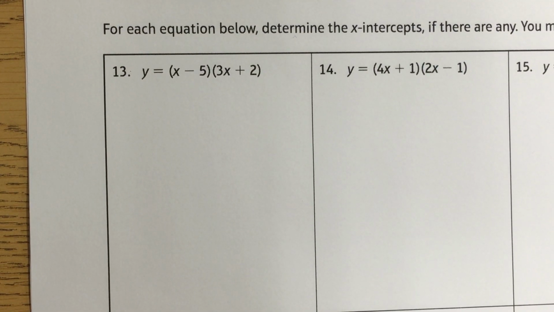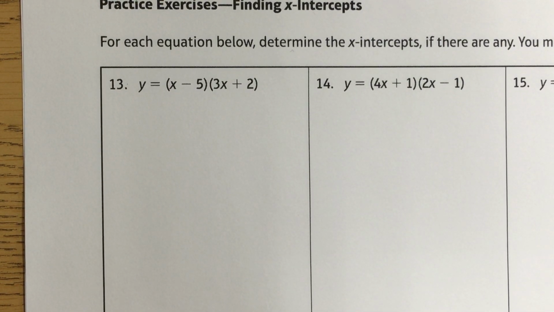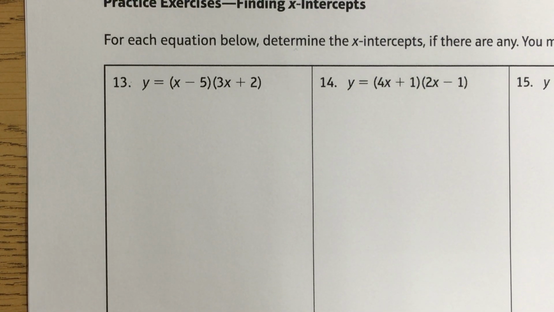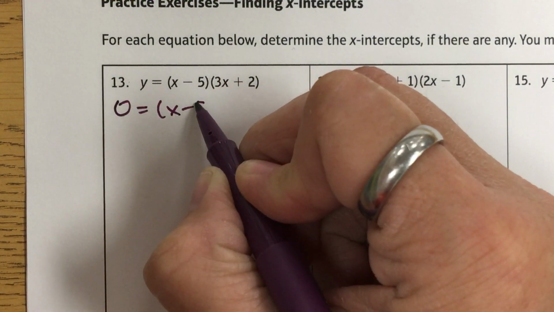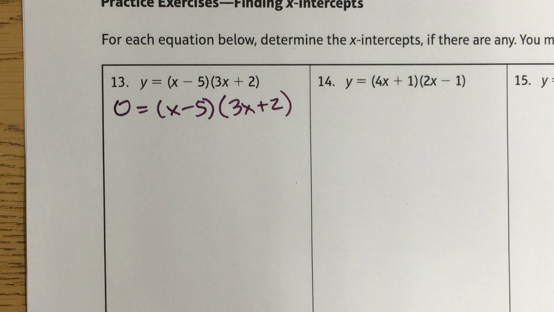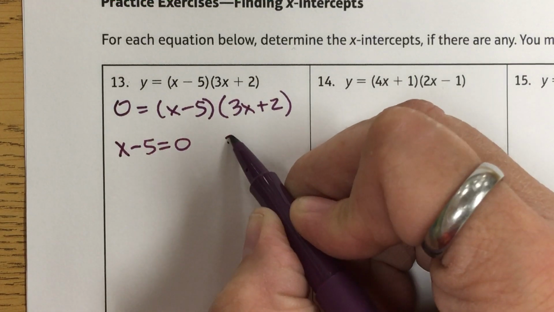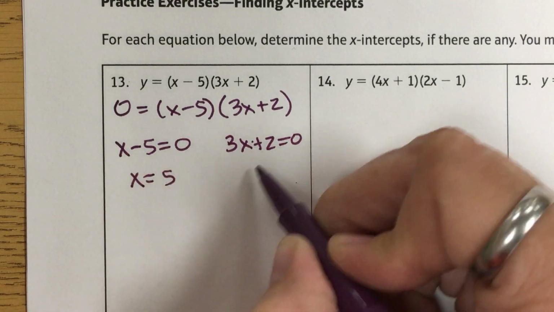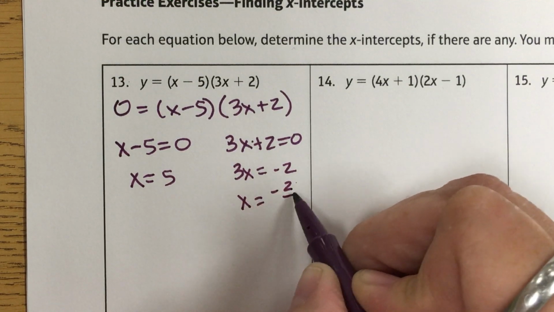Okay, so here we go with lesson 24. Lesson 24 is finding the x-intercepts, and we've already done this. That's what most of last chapter was about, or last unit. So the first thing you have to do is set it equal to 0, because the x-intercept means that y is equal to 0. So when I do this, I'm then going to set each set of parentheses equal to 0, and I get x equals 5, and then I get 3x equals negative 2, x equals negative 2 over 3.